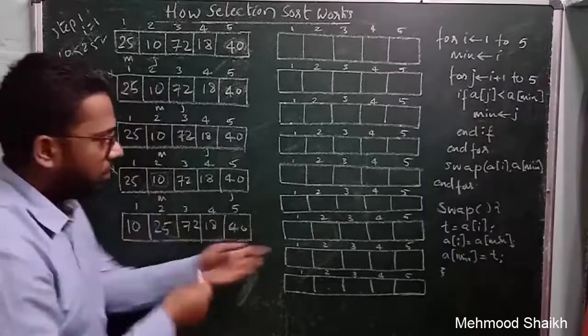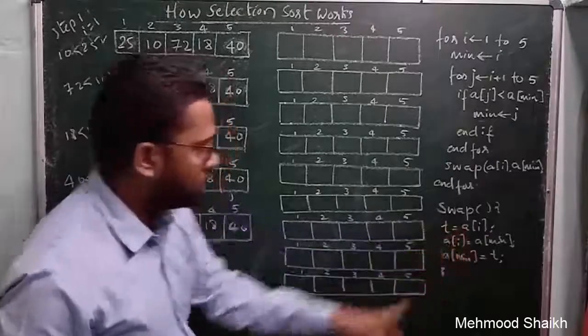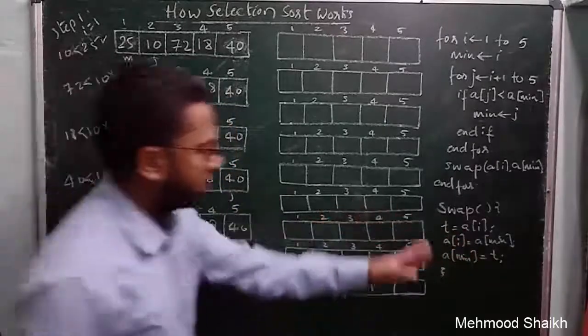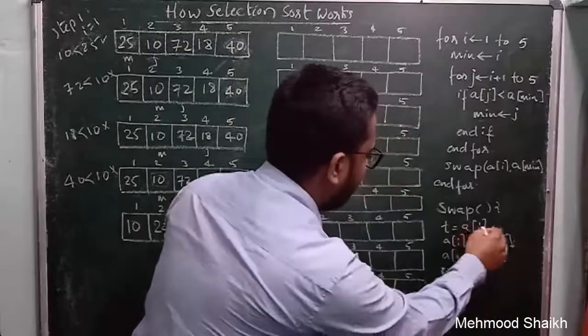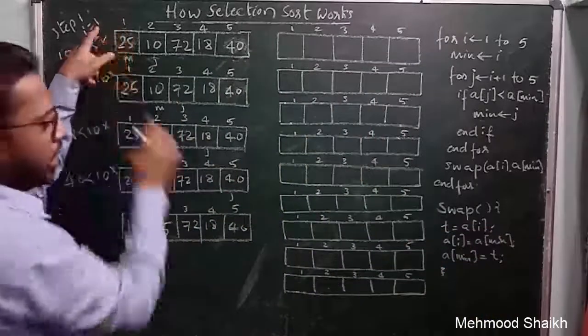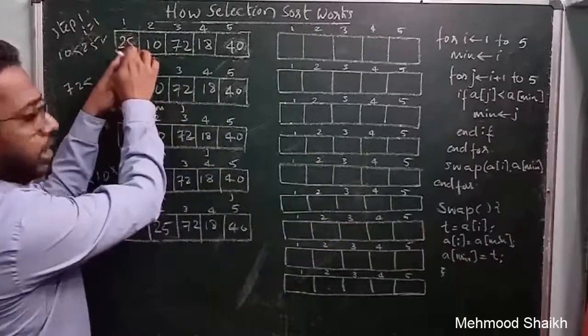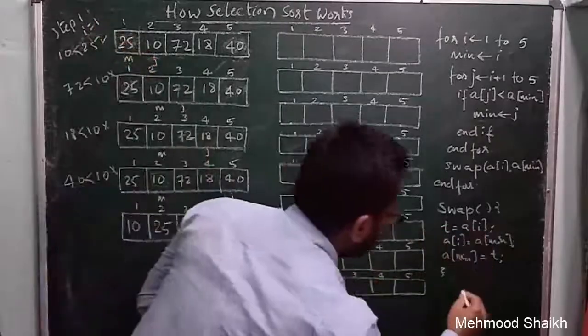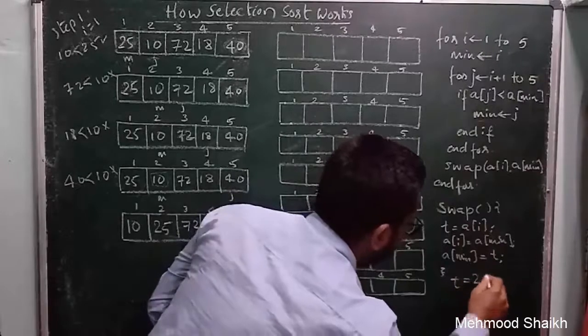Okay, so now this swapping will be done with this swap function. Let me just do this as well. So a of I equals to t. Initially I was 1, and a of I is 25. So according to this, t becomes 25.